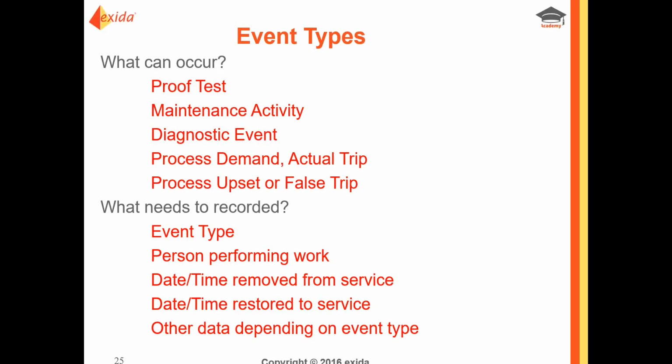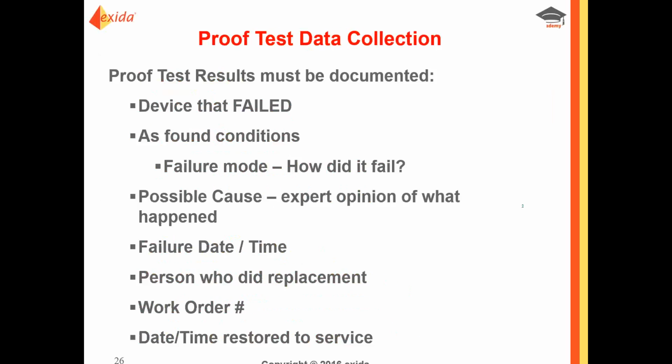The date and the time a piece of equipment was removed from service and the date and time it was restored to service. Among other things, we'll be able to calculate the, quote, mean time to restore. It used to be called mean time to repair, but really there's more than just repair. And other data depending on the exact event type.